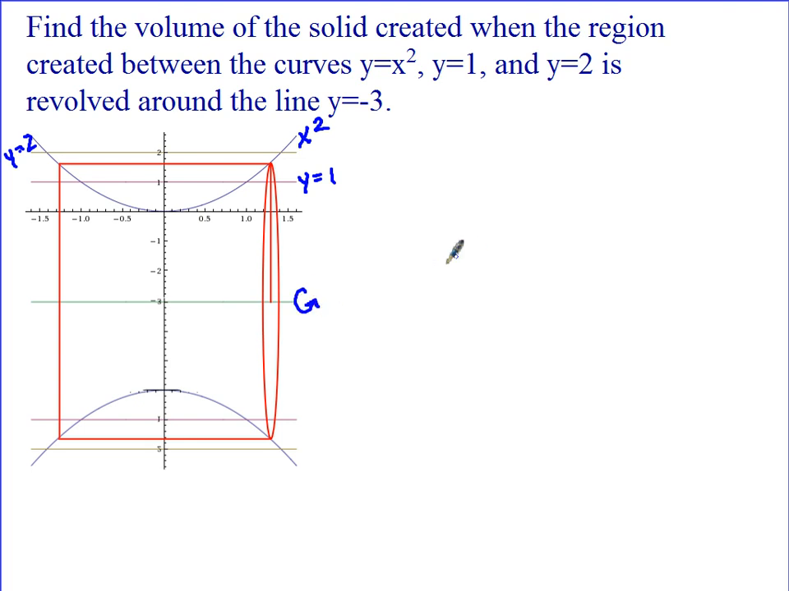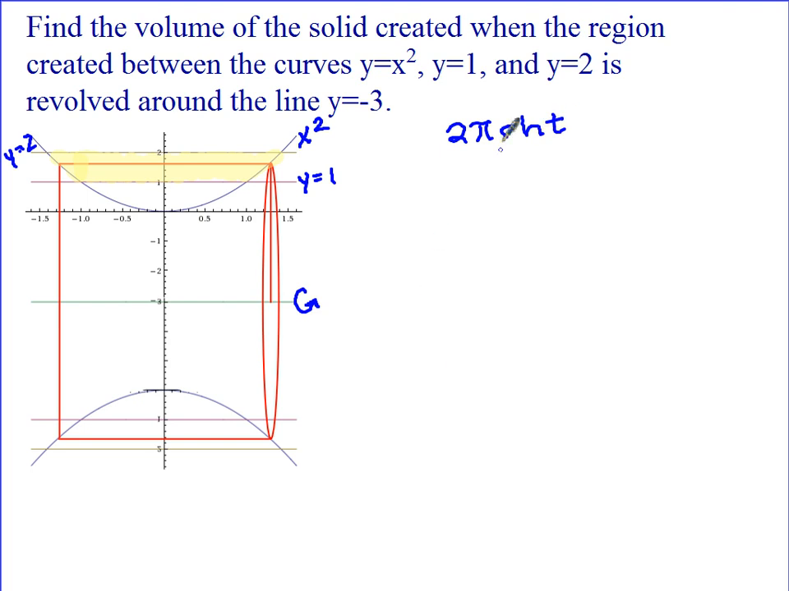So if we're revolving around y equals negative 3, now we're not going to work in dx, we're going to work in dy. We're going to integrate in y. Okay? And hopefully you can see it. We're going to have this funny looking shape in here. Okay? Okay. So, same idea. 2 pi r h thickness, right?